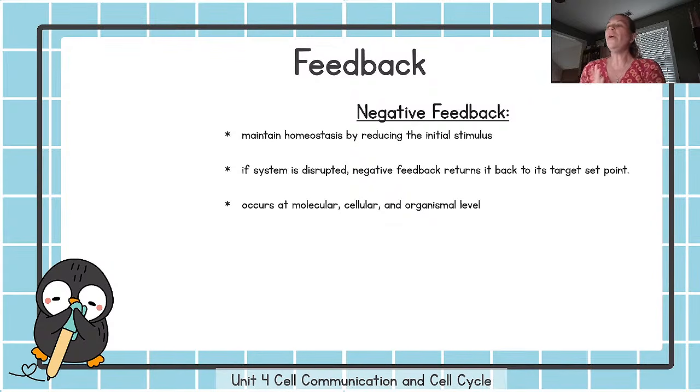And so we have 2 different types of feedback. We have negative feedback and we have positive feedback. So let's first look at negative feedback. The big part about negative feedback is it's trying to maintain homeostasis. It's trying to get us back to normal, okay? So it's going to reduce that initial stimulus. The goal is, if our temperature gets too high, it brings us back down to normal. If our temperature gets too low, it brings us back up to normal.